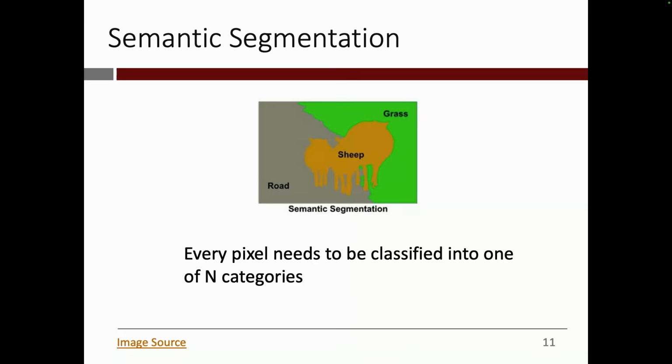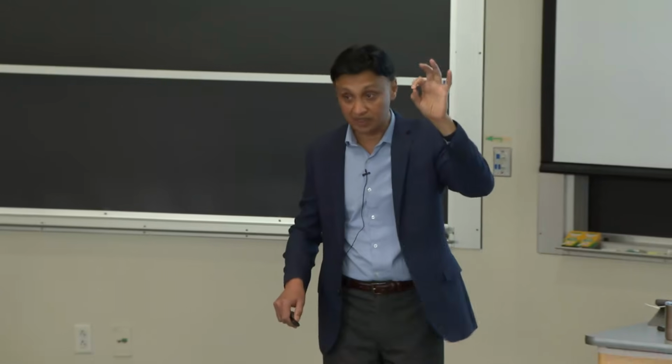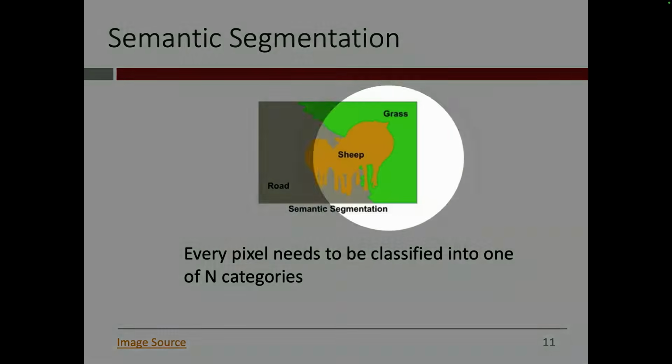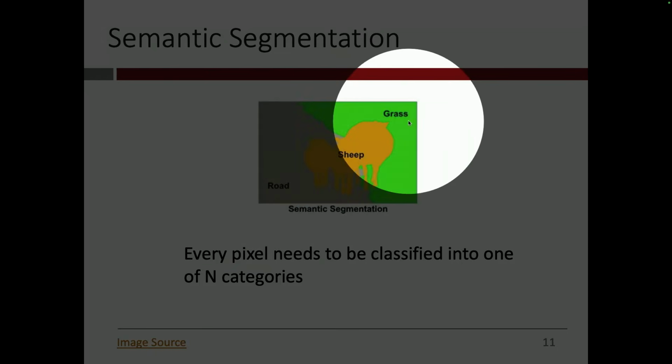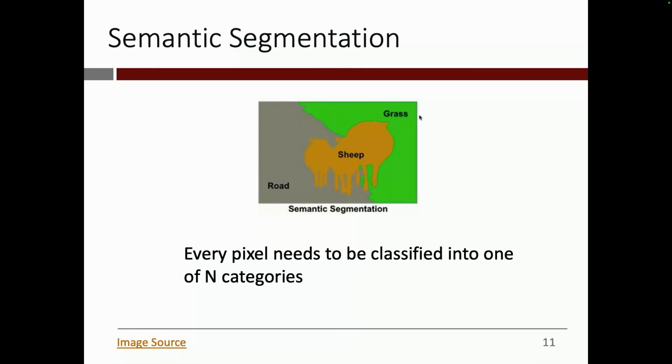And then we have this thing called semantic segmentation, where we take every pixel in the picture and classify every pixel. We are not classifying the whole picture, we are classifying every pixel. So we are saying, okay, all these gray pixels, road. All these pixels are sheep, and all these pixels are grass. Every pixel is being classified.